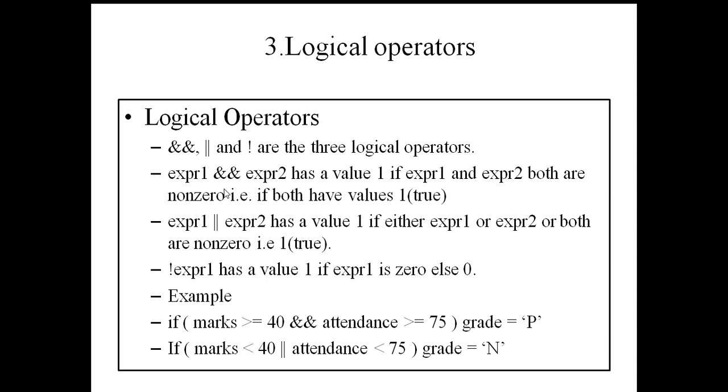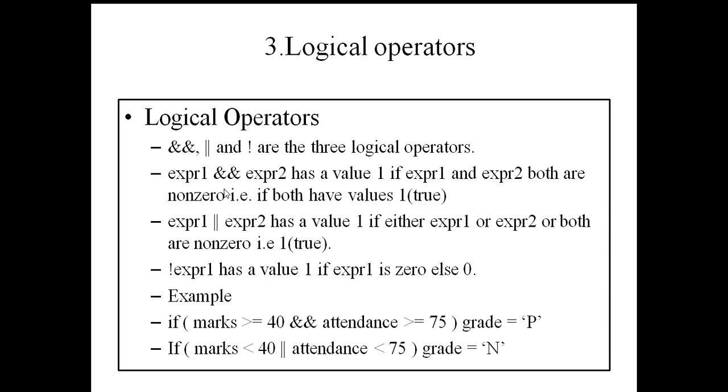Example, we can see there is an example. If marks are greater than or equal to 40 and attendance is greater than or equal to 75, grade equals P. If marks is less than 40 or attendance is less than 75, grade is assigned as n, a character. Grade is assigned character P if both marks is greater than or equal to 40 and attendance is greater than or equal to 75. Otherwise, grade will become simply n. If marks is less than 40 or attendance is less than 75, then grade will become n. We can get the meaning that if both marks are greater than or equal to 40 and attendance is greater than or equal to 75, then only you can say that grade is P.